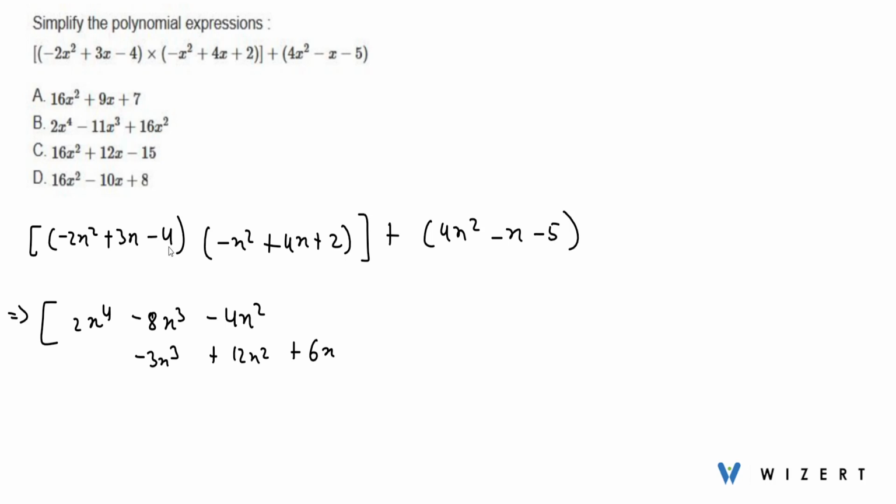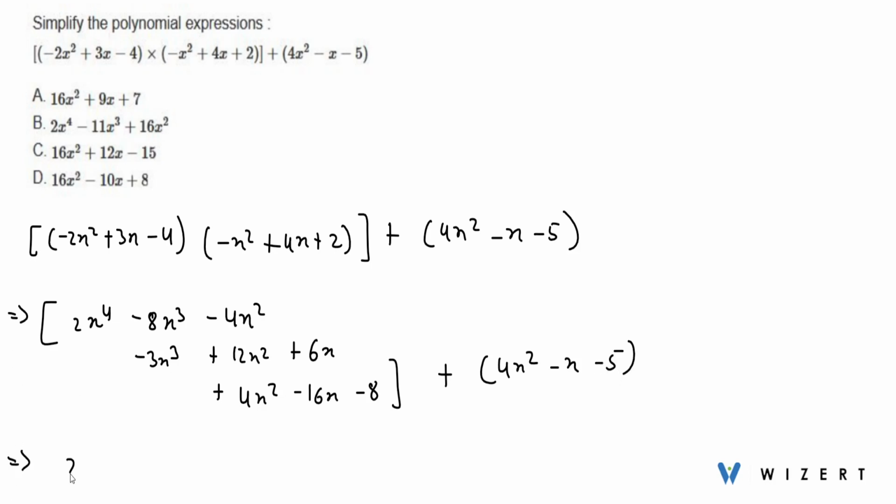And finally let's multiply the constant minus of 4 with all of the terms present within the second pair of brackets. So we have minus of 4 multiplied by minus of x square will become plus 4x square. Then minus of 4 multiplied by 4x will become minus of 16x, and minus of 4 multiplied by 2 is minus of 8. And then we have plus 4x square minus of x minus 5.